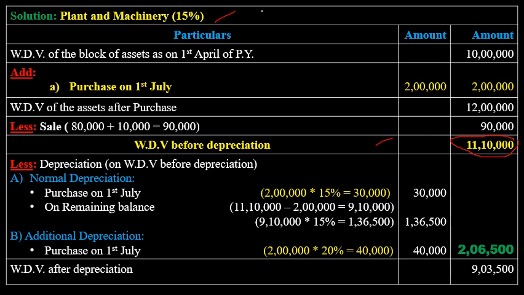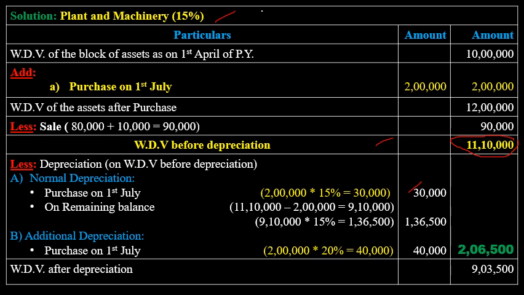First you calculate the normal depreciation, the same as for other assets. First you have to calculate the depreciation on newly purchased assets, if there are any new purchases. So here also one plant has been purchased in the month of July, costing 2 lakh at 15%, and it was used for more than 180 days, so 30,000 is the depreciation on the newly purchased asset. Plant, 2 lakh cost, 15% rate of depreciation, and full depreciation. And another one on the remaining balance; only one asset has been purchased.